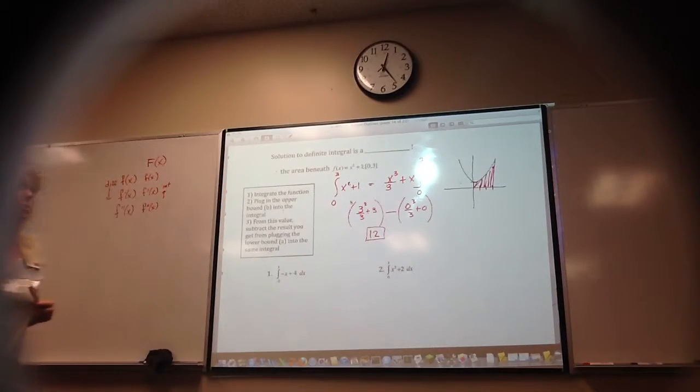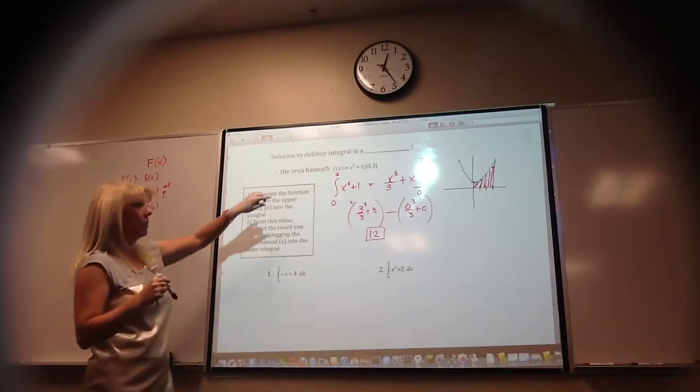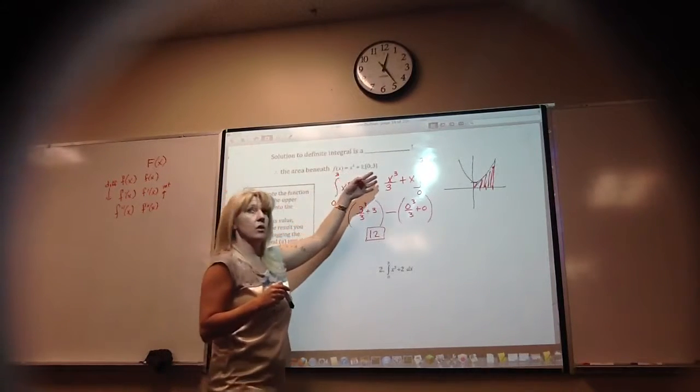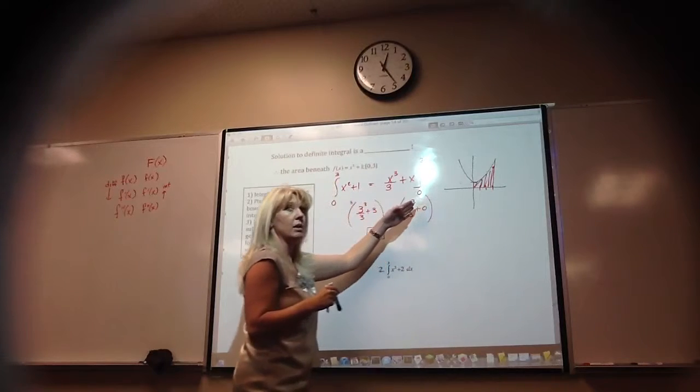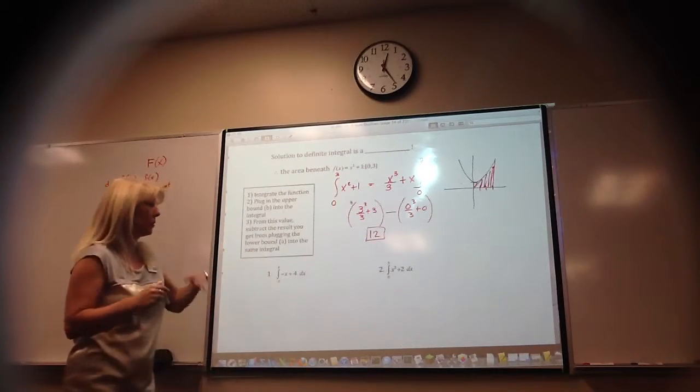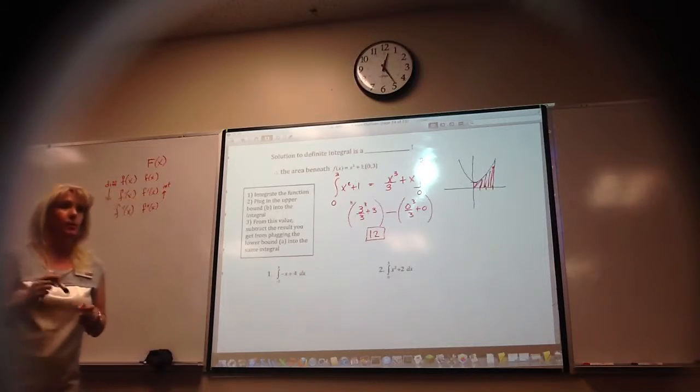You have a positive answer because the function is above the x-axis. You're going to have a negative answer if the function is below the x-axis. No plus c anymore. When you're evaluating a definite integral, you have a lower and upper limit. Integrate the function, make sure you show your upper and lower limit. You always plug in the upper limit first, and then subtract the result of plugging in the lower limit. It's that simple.